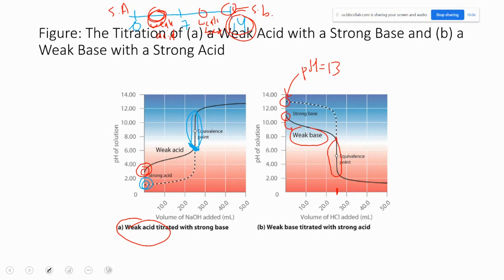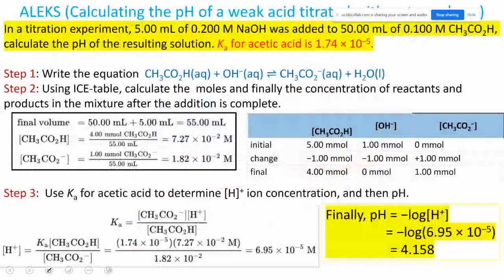All right, so now let's work through some of the titration problem that Alex gives you. The titration from Alex is going to be under this objective: calculating the pH of a weak acid titrated with a strong base. All right, so for this problem, I'm going to solve this out for you all.